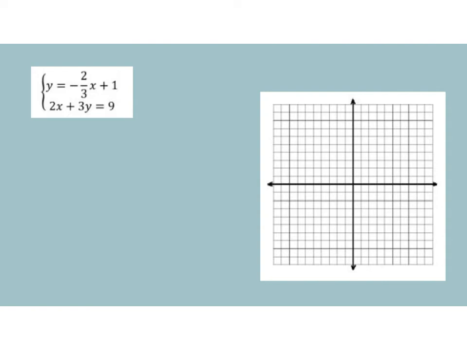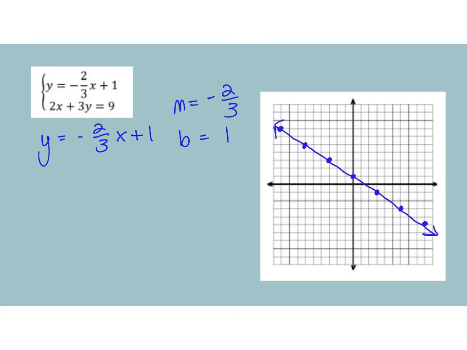For the first one, y equals negative 2/3 x plus 1. We have a slope of negative 2/3 and a y-intercept at 1. So let's go ahead and graph this guy. My y-intercept is at 1, which is right there, and my slope is negative 2/3. So I'm going to have a rise of 2 and a run of 3, but the 3 will be to the left. So I'm going up 2 over 3, up 2 over 3, and I'm going to go the other direction as well. So there's our line, y equals negative 2/3 x plus 1.